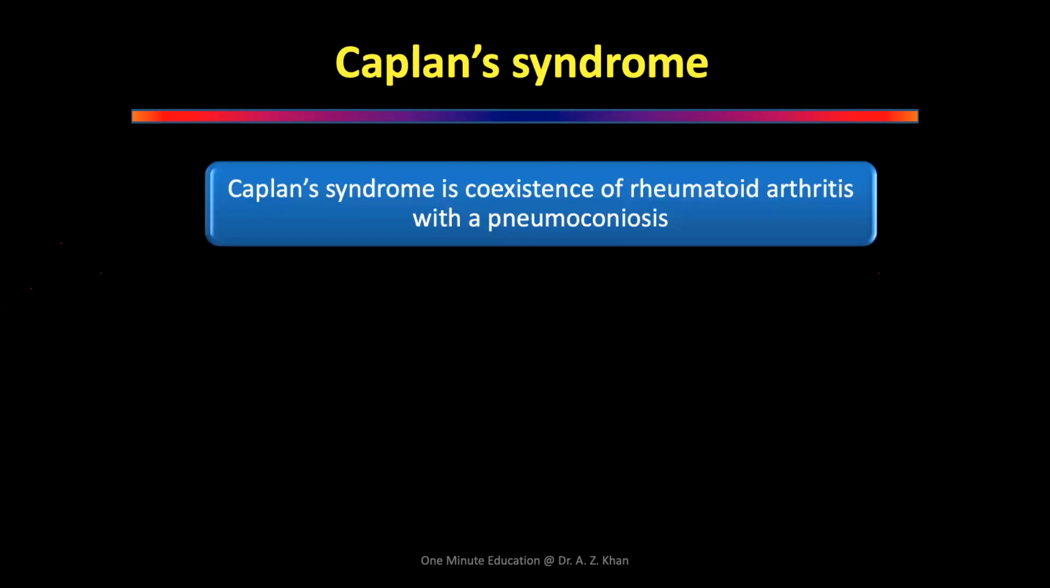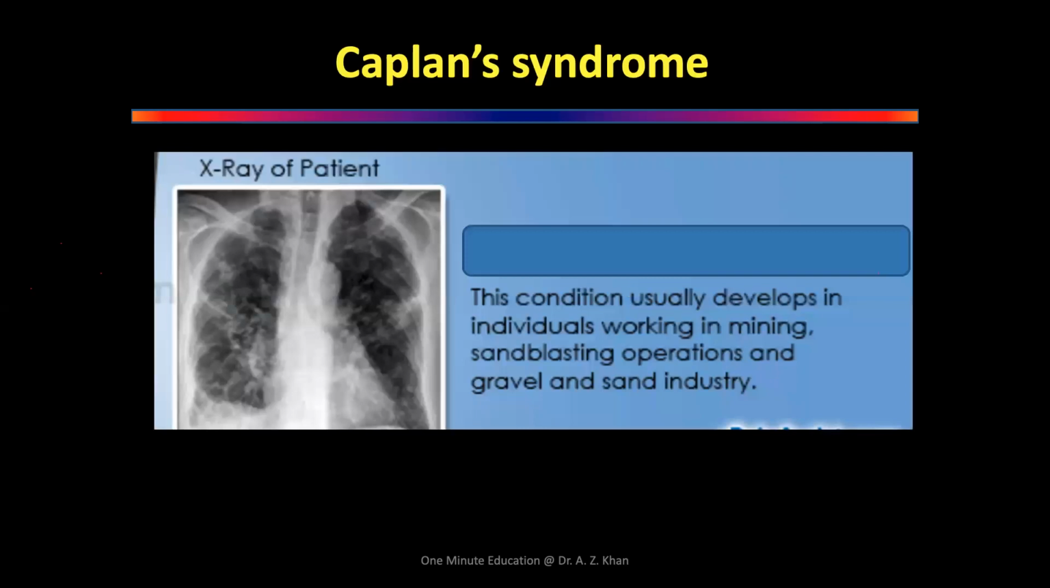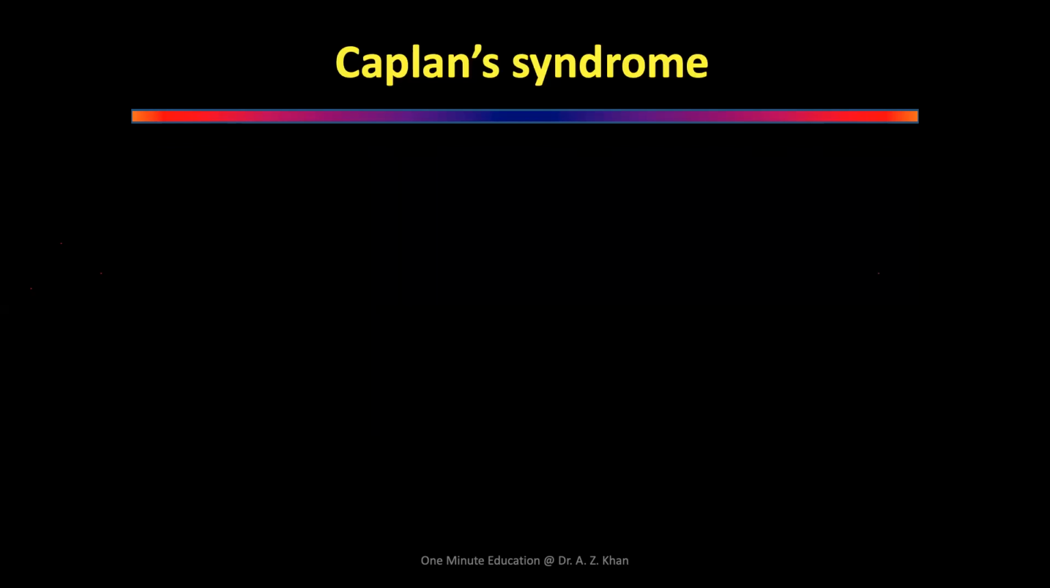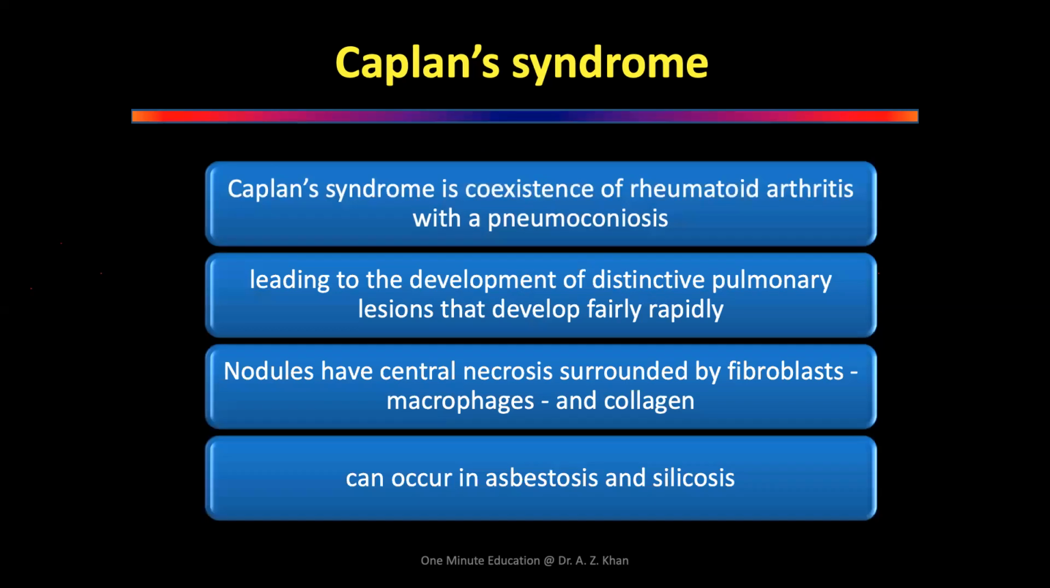It's rheumatoid arthritis with pneumoconiosis. This is actually seen in patients who are in the mining industry. So it leads to interstitial pulmonary lesions. You'll get multiple diffuse pulmonary changes in the chest X-ray. This is a very classical picture of Kaplan syndrome. There are many nodules which have central necrosis, and it occurs in asbestosis and silicosis.